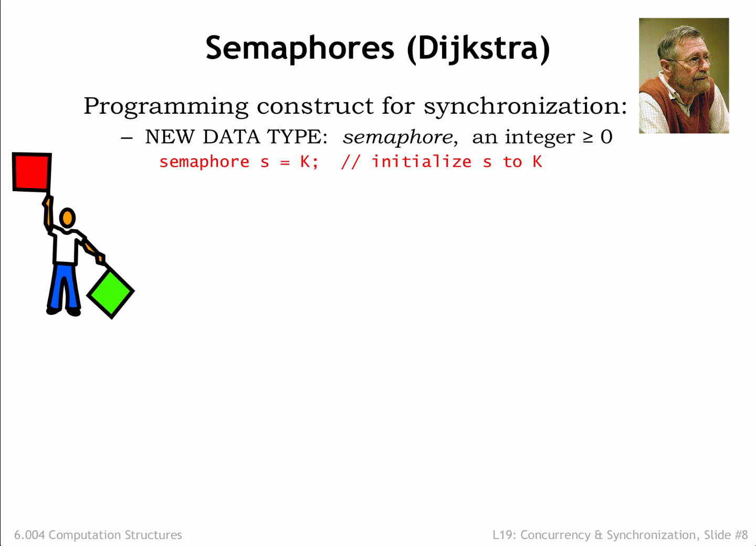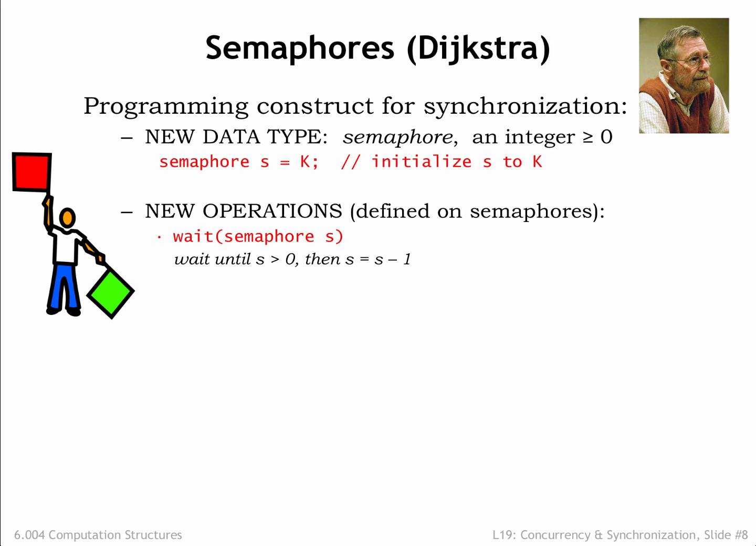What we'd like to do is to create a single abstraction that can be used to address all our synchronization needs. In the early 1960s, the Dutch computer scientist Edgar Dijkstra proposed a new abstract data type called the semaphore, which has an integer value greater than or equal to 0. A programmer can declare a semaphore, as shown here, specifying its initial value. The semaphore lives in a memory location shared by all the processes that need to synchronize their operation. The semaphore is accessed with two operations, wait and signal.